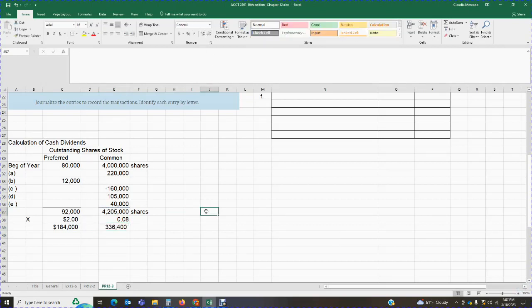And that's going to give me 336,400 of my common stock shares. Okay, so I've got 184,000 preferred, 336,400 common. Okay. Now, if we add those together, what do we get?